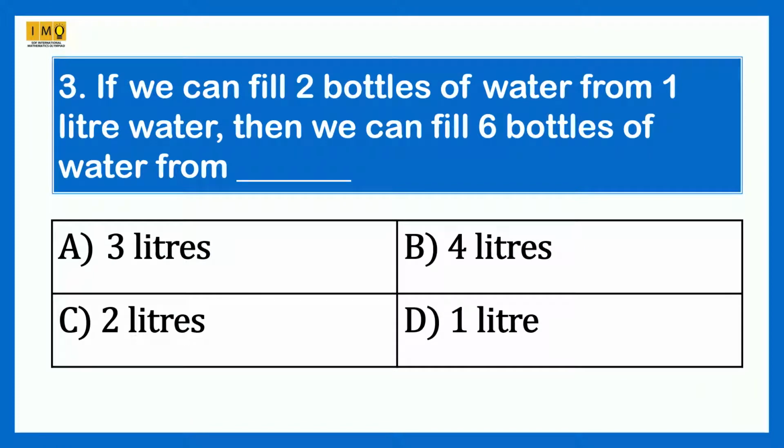If we can fill 2 bottles of water from 1 liter water, then we can fill 6 bottles of water from dash. 2 bottles, 1 liter water is required. Then for 6 bottles, we would require 1 into 3 because 2 into 3 is 6. Therefore, 1 into 3 is 3 liter water will be required. So the answer is option A 3 liters.